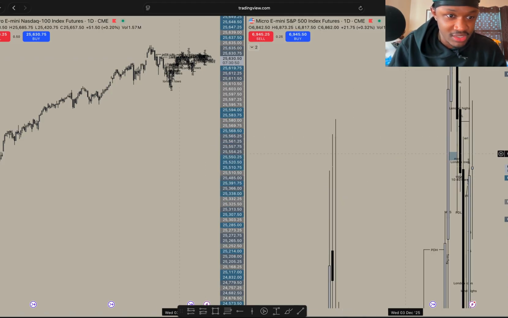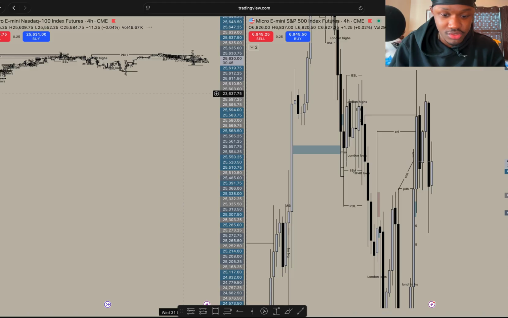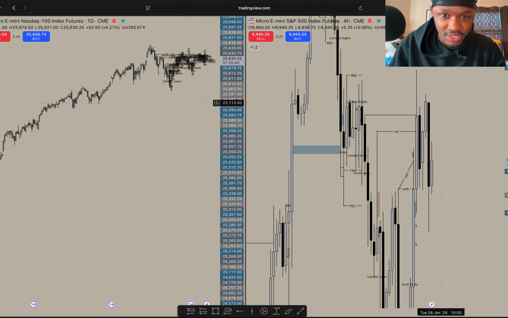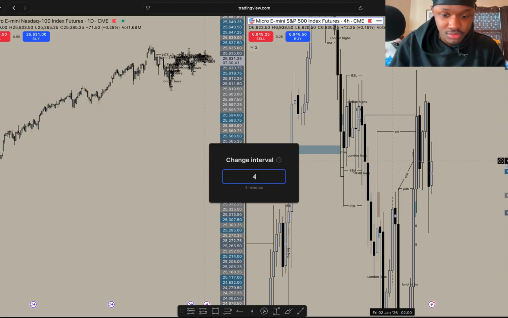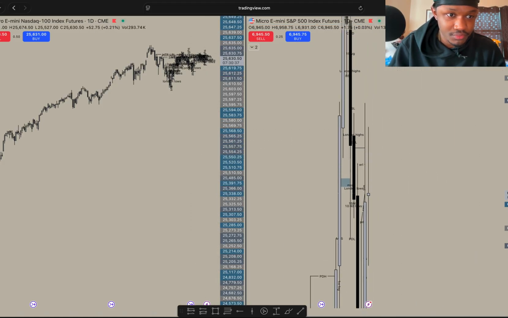So we're going to go to the daily time frame. Haven't taken out previous day high or low just yet, actually. Let's go back and mark out those levels.